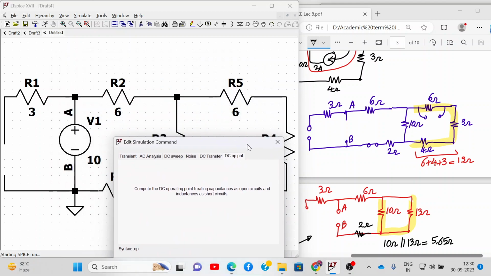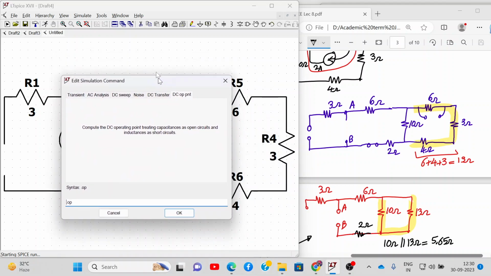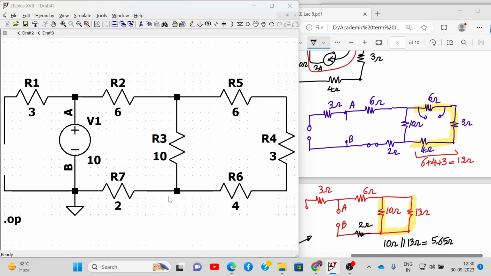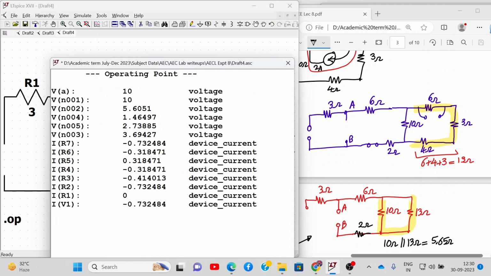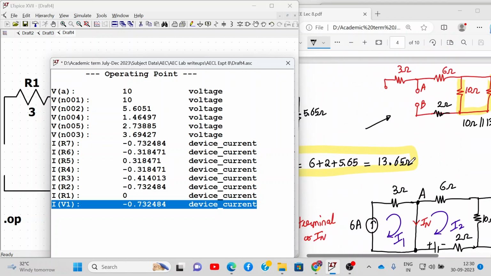Remember, in LTspice, current flowing out of the voltage source is considered negative. So I'll press OK, and here is I of V1. Don't consider the negative sign because I've already told you the reason why. It will be 10 divided by 0.732484, and that is coming out to be 13.65. So yeah, 13.65 is the value.